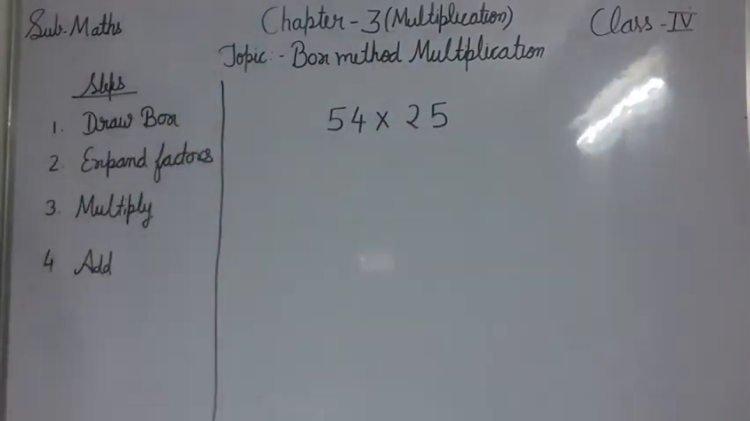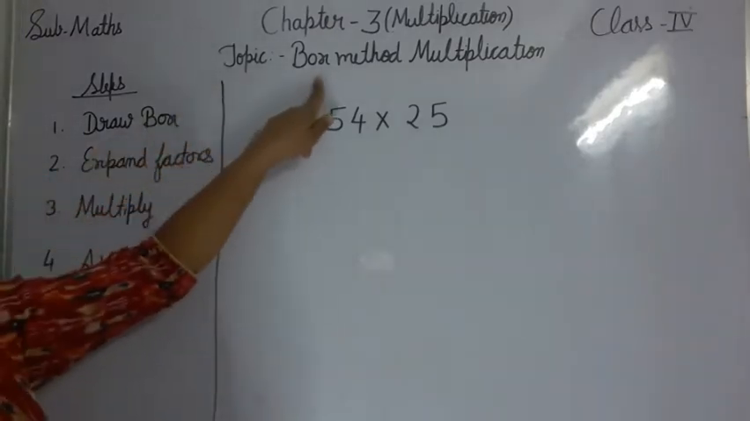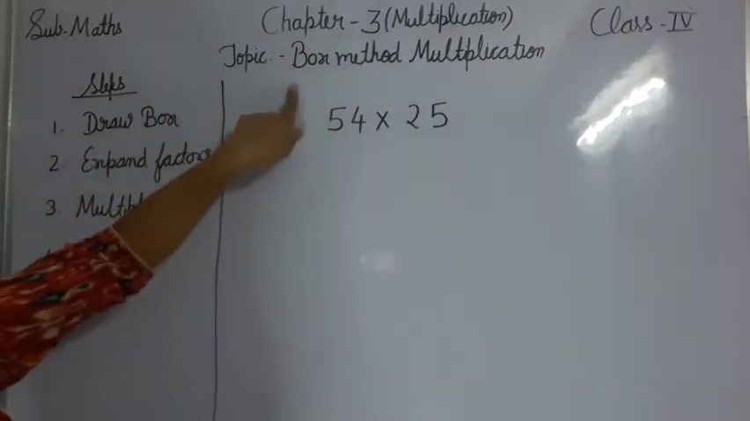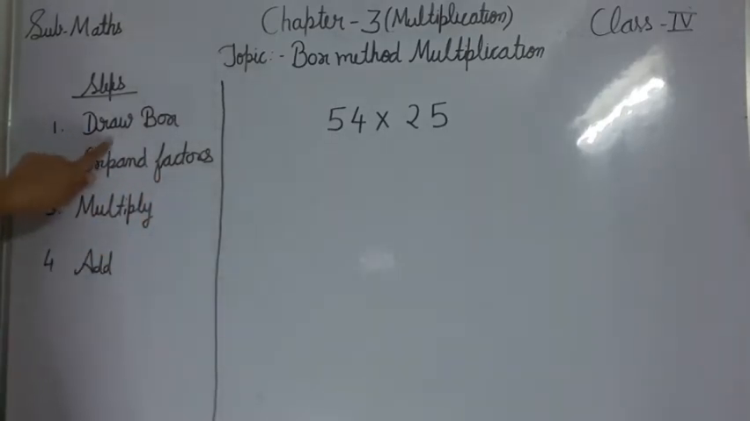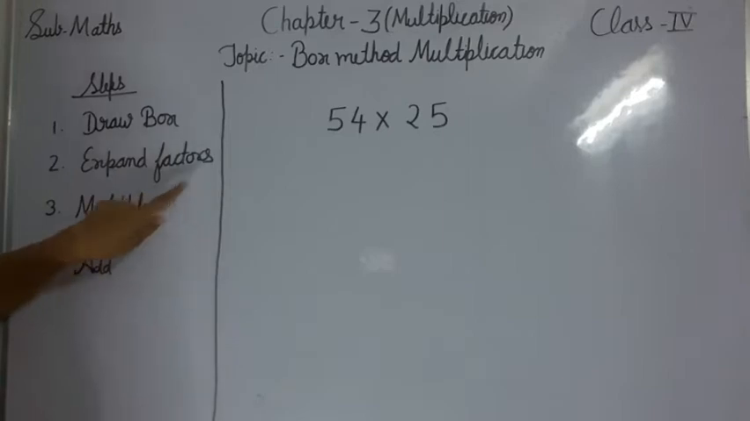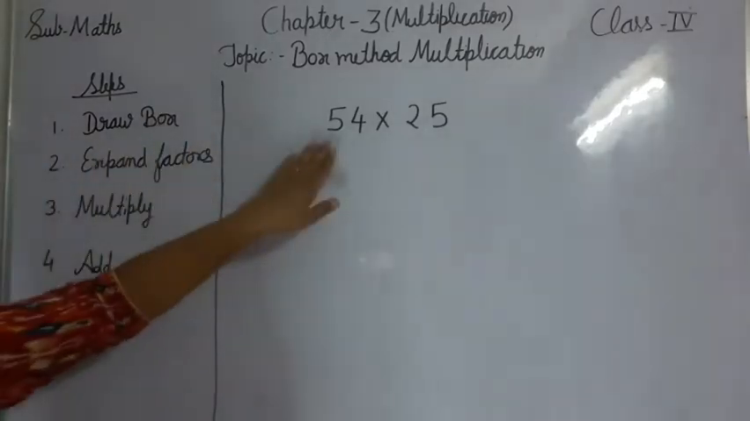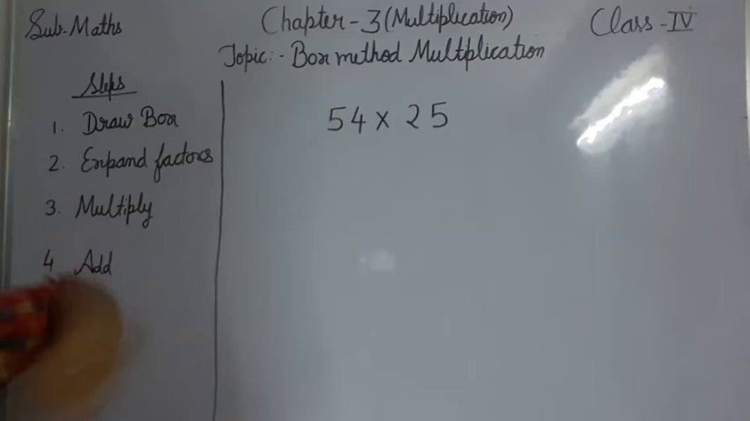So now look here, what is the box method? As the name suggests, box method. We will use a few steps to solve multiplication through the box method. First, we will draw the box, then expand factors, third multiply, and the fourth is addition. So these four steps we will follow to solve the multiplication using the box method.